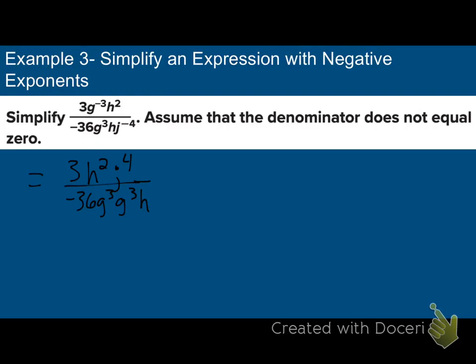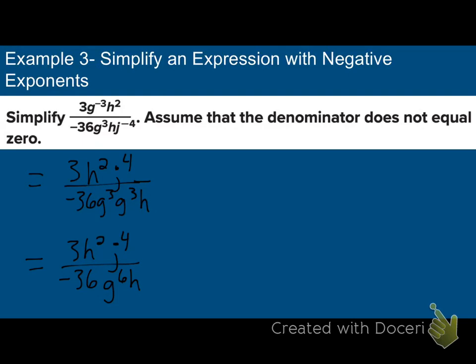Is this in simplest form? No, it's not. You've got to combine the g's. Down in the denominator, this is multiplication, right? It's negative 36 times g to the third times g to the third times h, correct? We're multiplying things with the same base. So what can I do with their exponents? Add them. Three plus 3 gives me 6. Okay with that step?